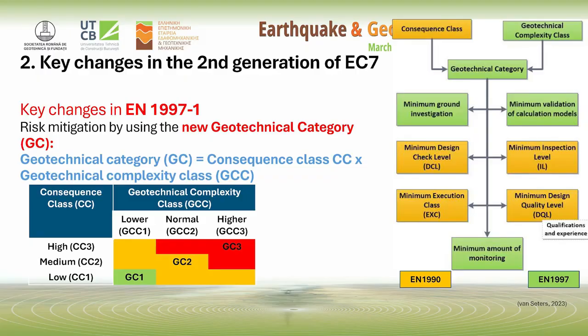So, going further now to Eurocode 7 Part 1, as I mentioned before, there is a new definition of the geotechnical category, and now it is the combination between the consequence class CC taken from Eurocode 0 and the geotechnical complexity class. And this is quite similar to what we are doing here in Romania, because we have different types of ground conditions that we are considering in order to determine the geotechnical category.